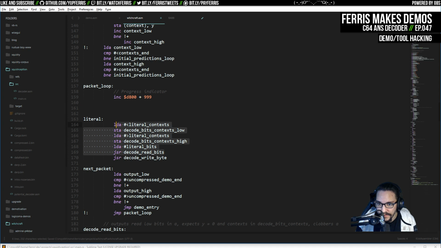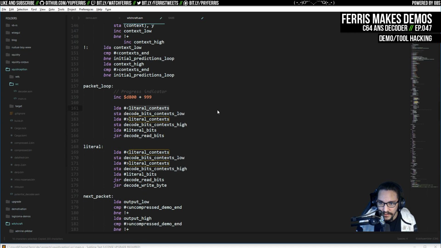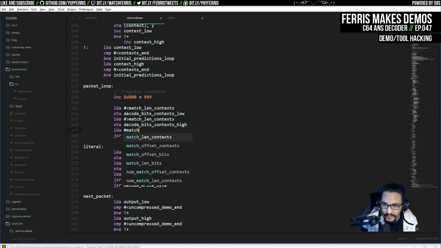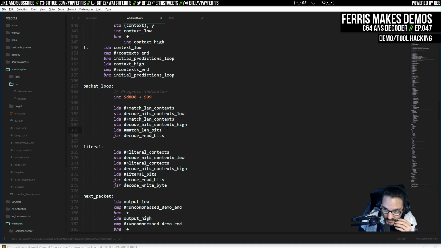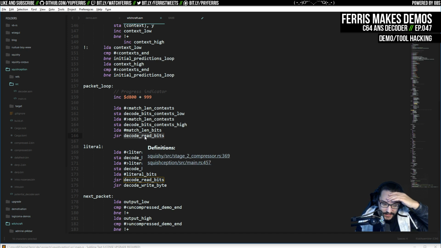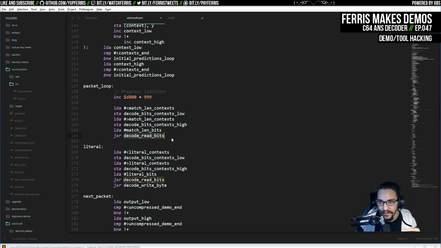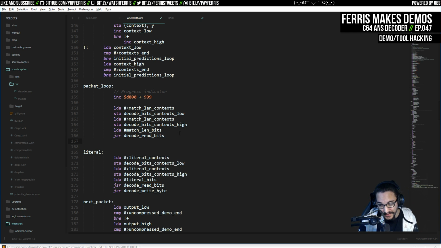So the way we do this first is we're gonna try to decode a length. So match length contexts here. And this is match length bits. So I think this is 8 bits also that it uses. So read bits can read up to 16 bits, and it stores the low bits in a zero page variable and also into the accumulator when it returns, and then the high bits into a different zero page variable. I think because the lengths are only over 8 bits, we only need to look at the low one.